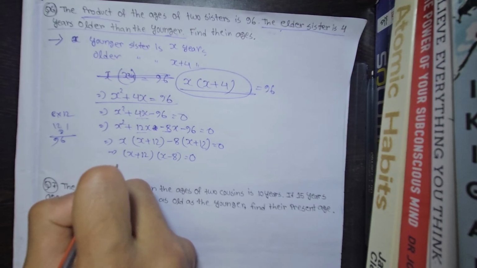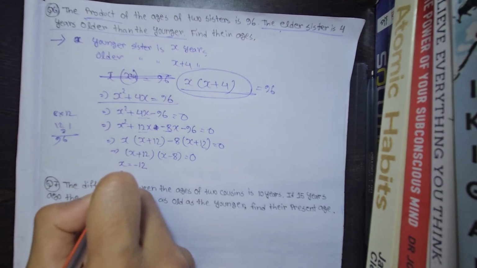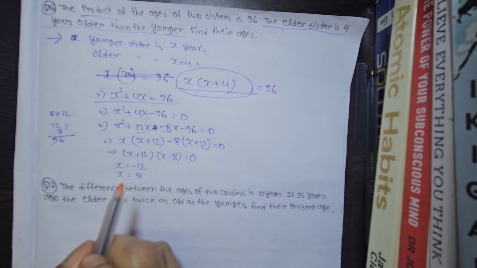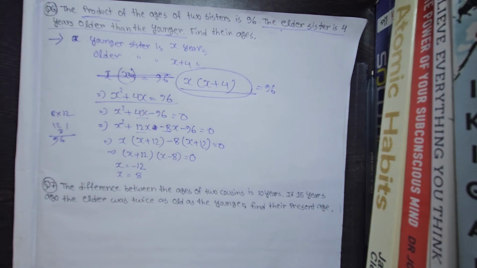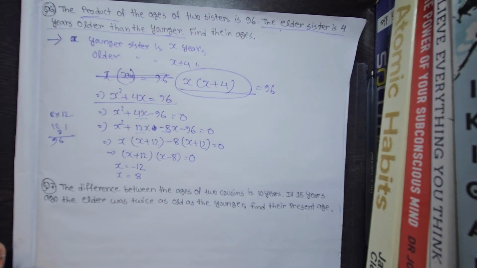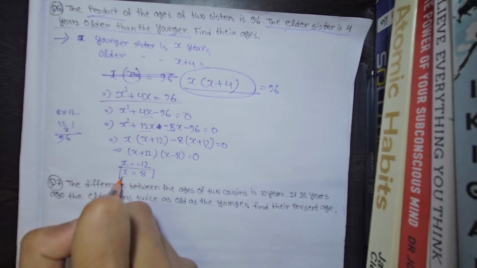Now the age will be either x equals to minus 12 or x equals to 8. Now notice that age, it's general common sense that age cannot be a negative integer, right? Age cannot be negative. So we will take the value of x equals to 8.